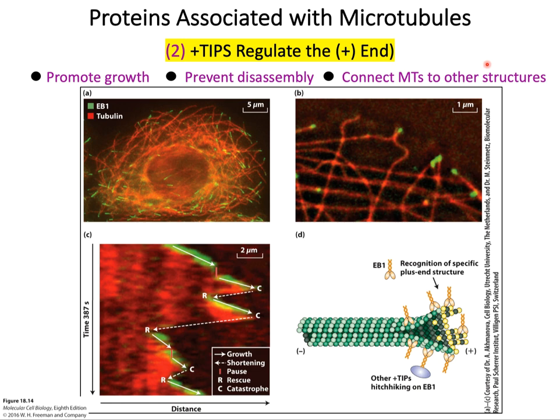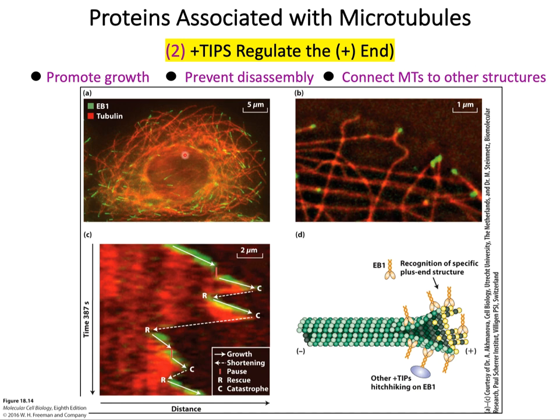There are also some proteins that can enhance the polymerization at the plus end and add to the growth, and you often see that at the plus end. These proteins are plus tip proteins. In fact, they do a couple of things. First of all, they can promote growth at the plus end. They can also prevent disassembly at the plus end. So they stabilize the plus end, and they can also connect the plus end of the microtubules to other structures in the cell, like actin or membranes.